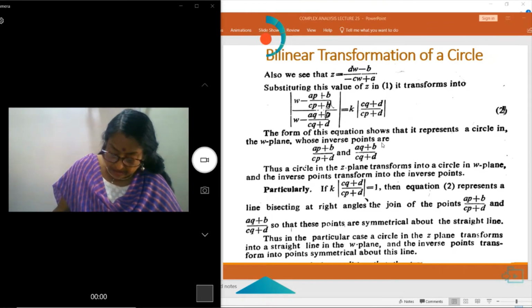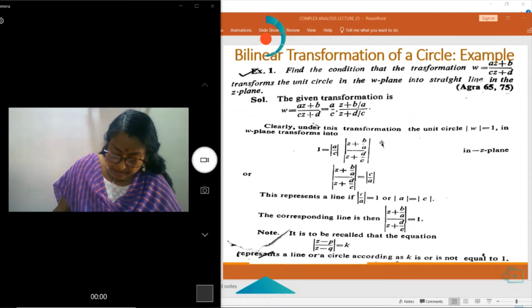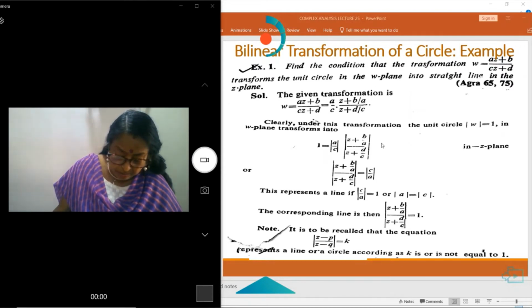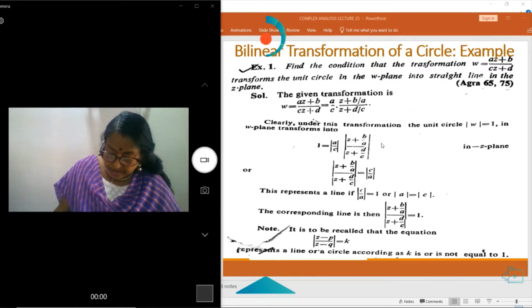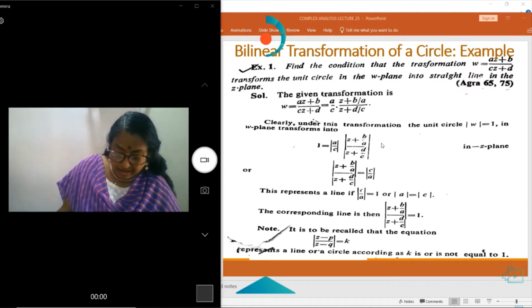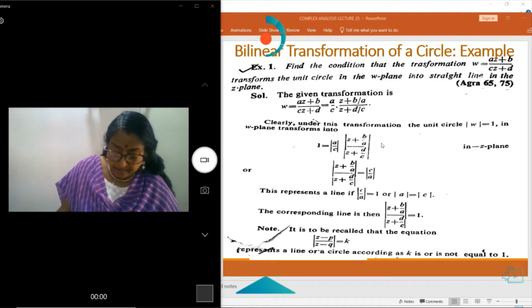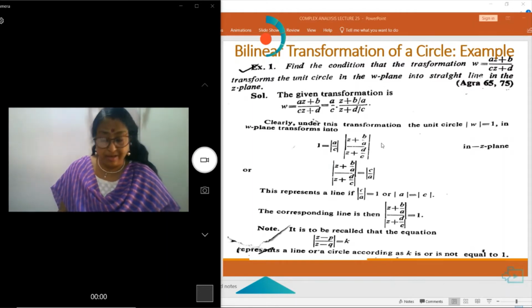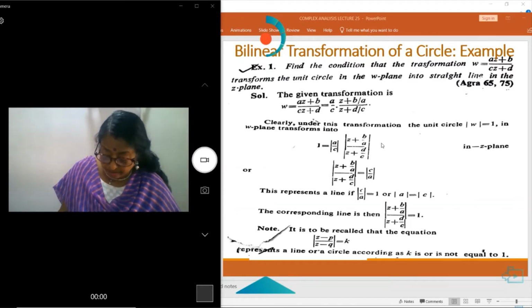Now take another example. Find the condition that the transformation W = (AZ + B)/(CZ + D) transforms a circle in the W plane into a straight line in the Z plane. W equal to this transforms a circle in the W plane to a straight line in the Z plane. This is somewhat different.